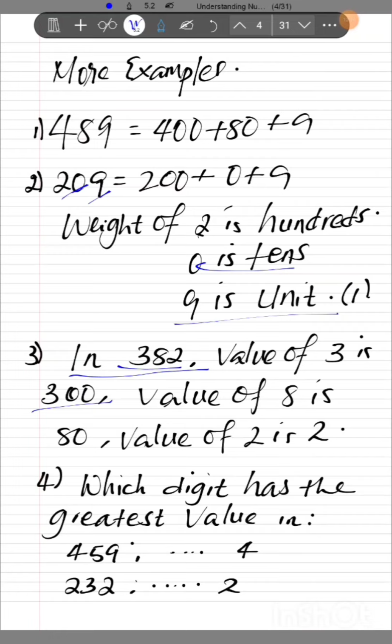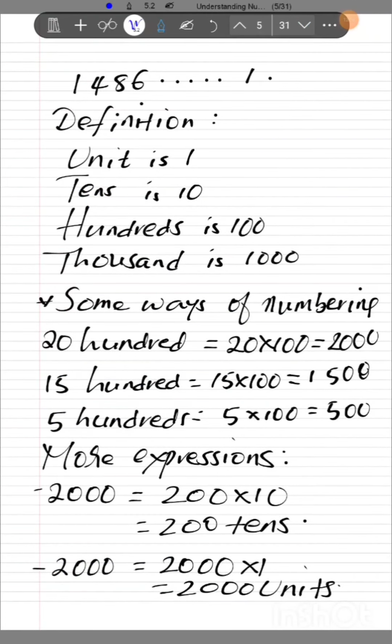Which digit has the greatest weight or value in 459? 4, in the hundreds position. So 4 has the highest value here, 400. It's just the position that determines the values. In 1486, 1 has the highest weight or value here.